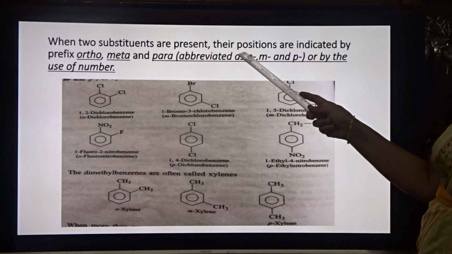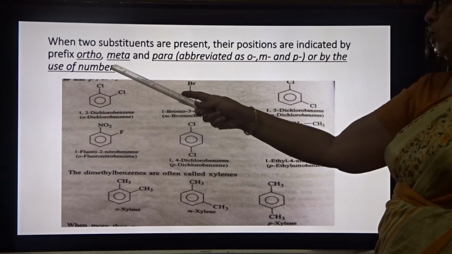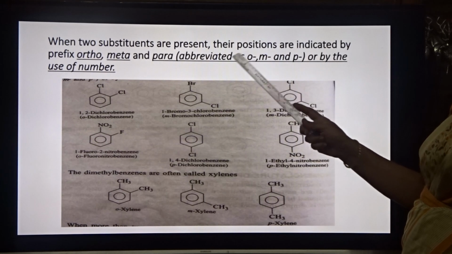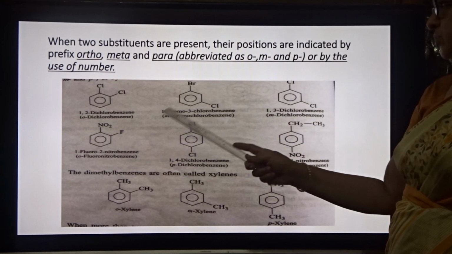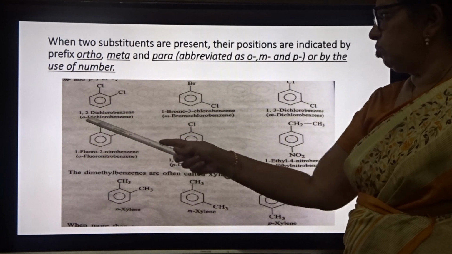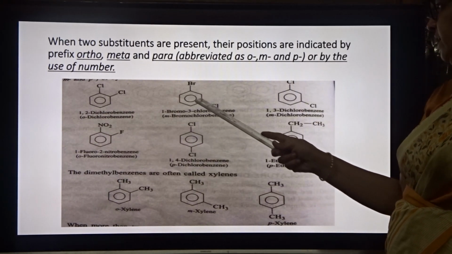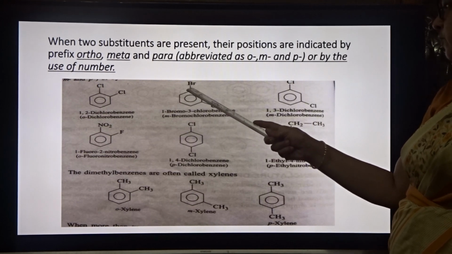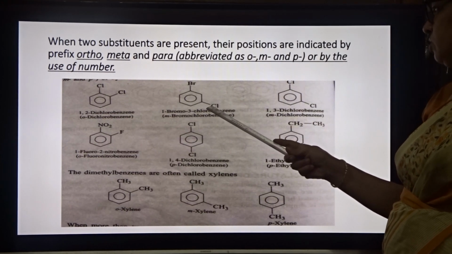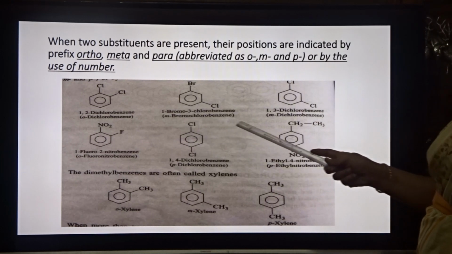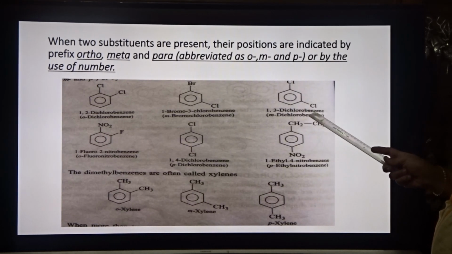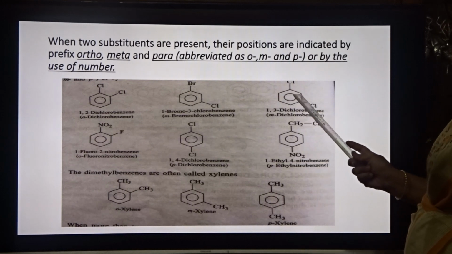When two substituents are present, their positions are indicated by the prefixes ortho, meta and para, abbreviated o, m and p, or by the use of numbers. If they are side by side, it is ortho: 1,2-dichlorobenzene, also known as ortho-dichlorobenzene. For positions 1 and 3, alternate positions, it is meta: 1-bromo-3-chlorobenzene, or meta-bromochlorobenzene, with bromine and chlorine in the meta position. Similarly, this is meta-dichlorobenzene, 1,3-dichlorobenzene, with both chlorine atoms in alternate positions.